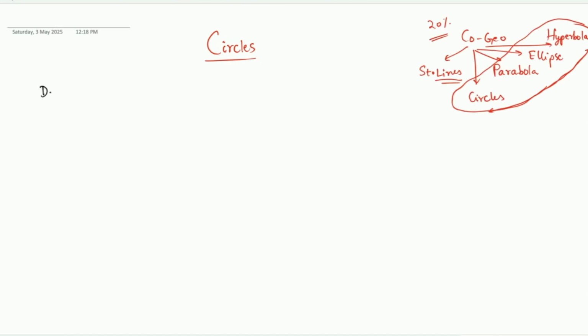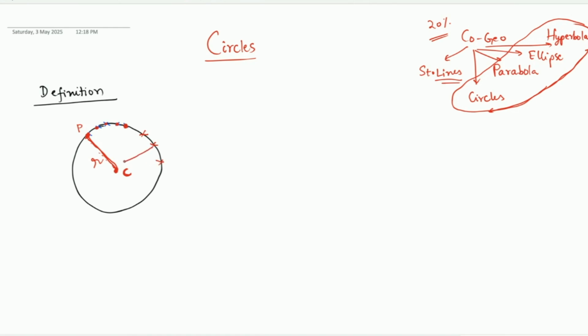We are going to a new chapter. What is the definition of circle? Circle is nothing but a collection of points whose distance to one fixed point, that is the center of the circle, is constant. Any point you take on the circle has this property. Its distance to the center of the circle is r. In fact, I can say circle is nothing but a collection of points whose distances to a fixed point, that is the center of the circle, is fixed, that is the radius.